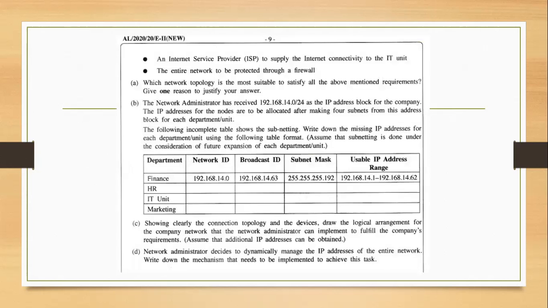B part, the network administrator has received this IP address, 192.168.14.0/24, for the company. The IP addresses for the nodes are to be allocated after making 4 subnets. So there are 4 subnets for this address block, one for each department. The following incomplete table shows the subnetting.